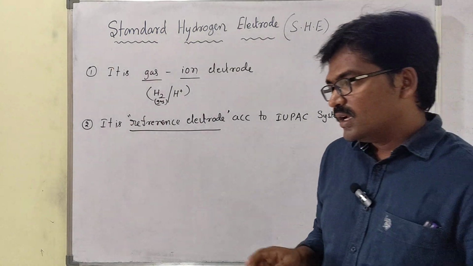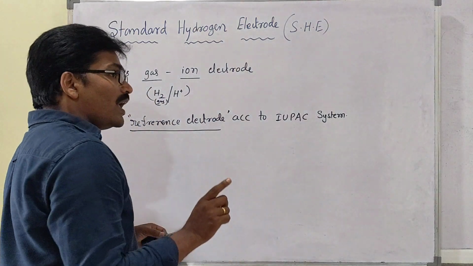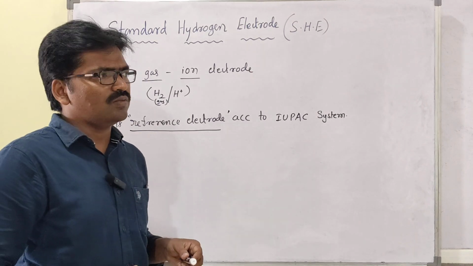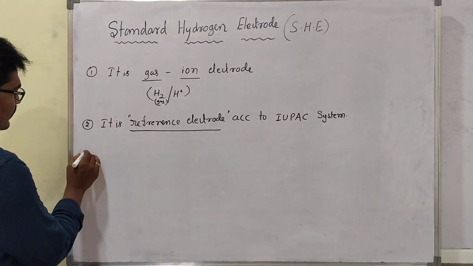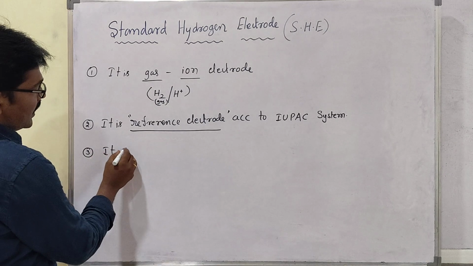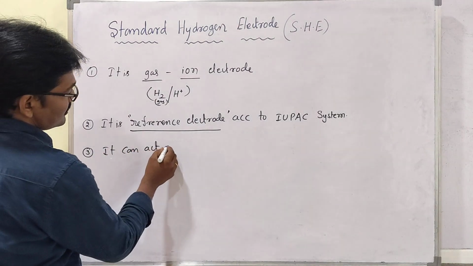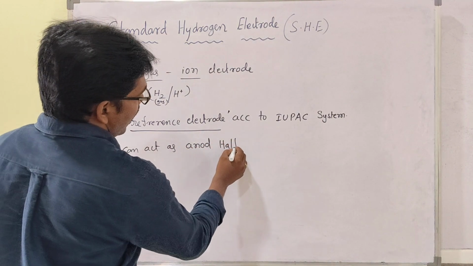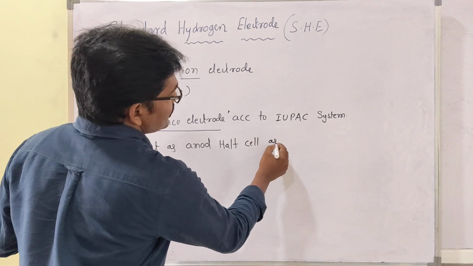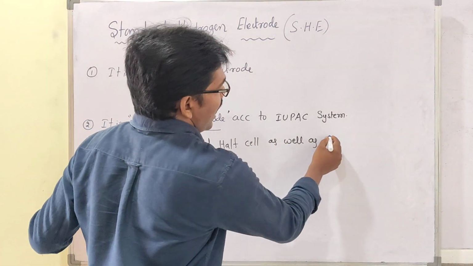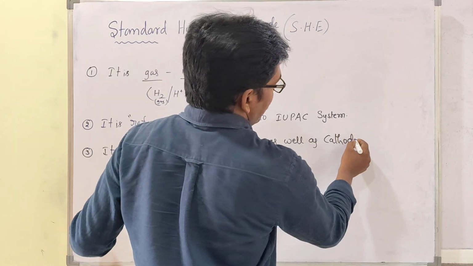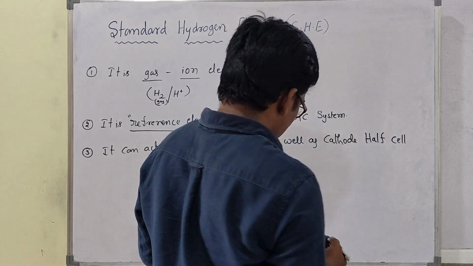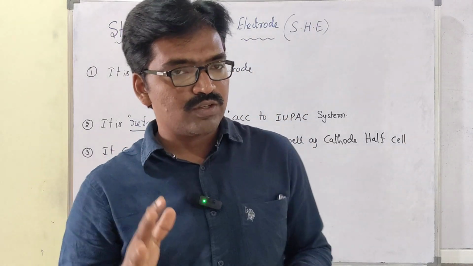Then one more, SHE can act as an anode as well as a cathode. Third one, it can act as the anode of a cell as well as the cathode half cell. It works as an anodic half cell as well as a cathodic half cell.